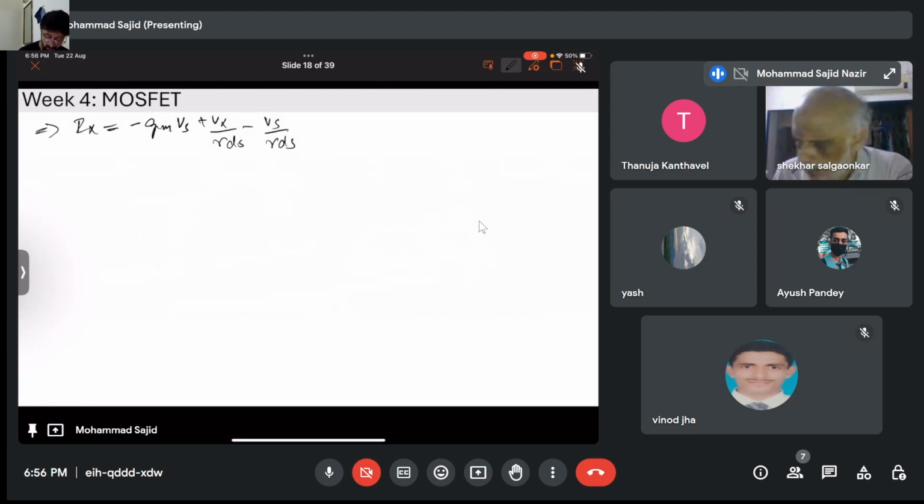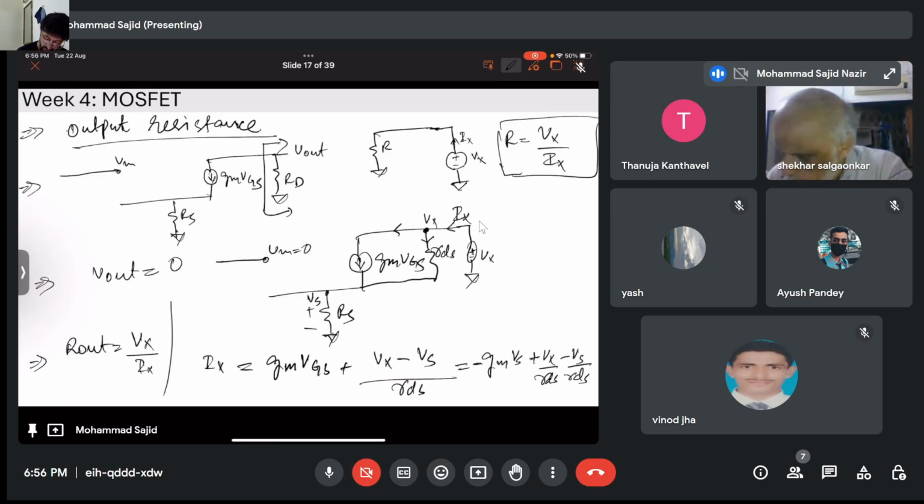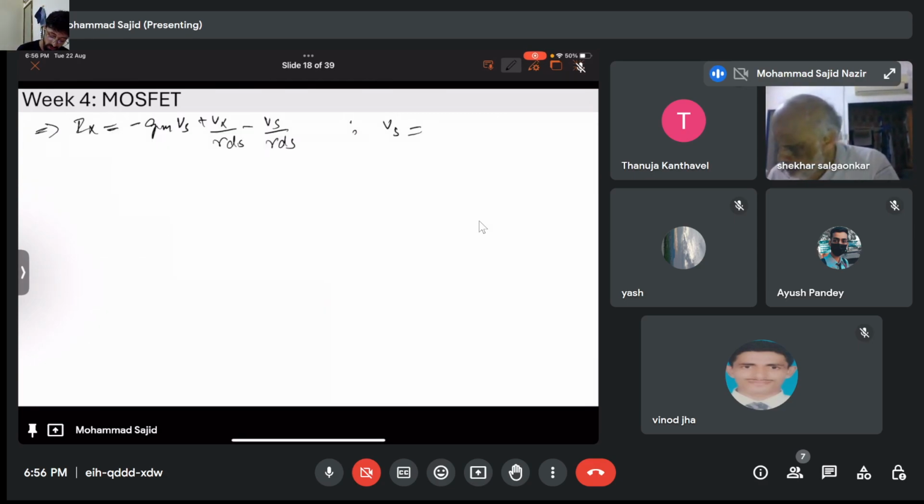Now what is the variable here? That is Vs. Now Vs is the total current that is coming here. That's Ix. So total current coming to this node has to go out from this node as well, right? So this current will be equal to Ix. Is it correct? So my Vs will be simply equal to Ix Rs, right?